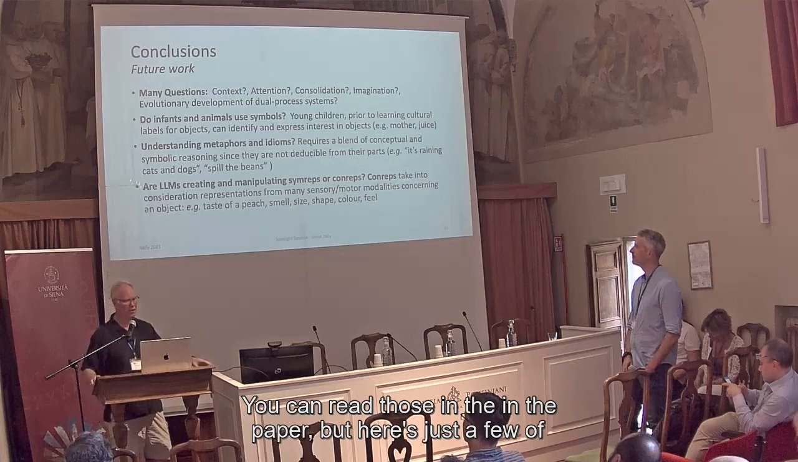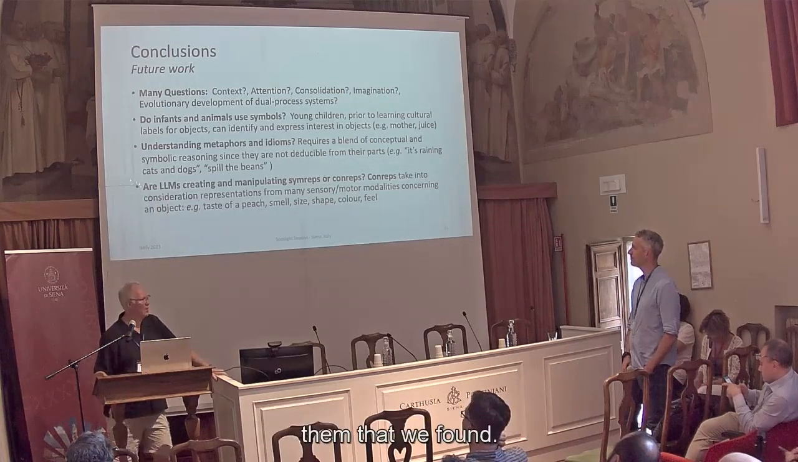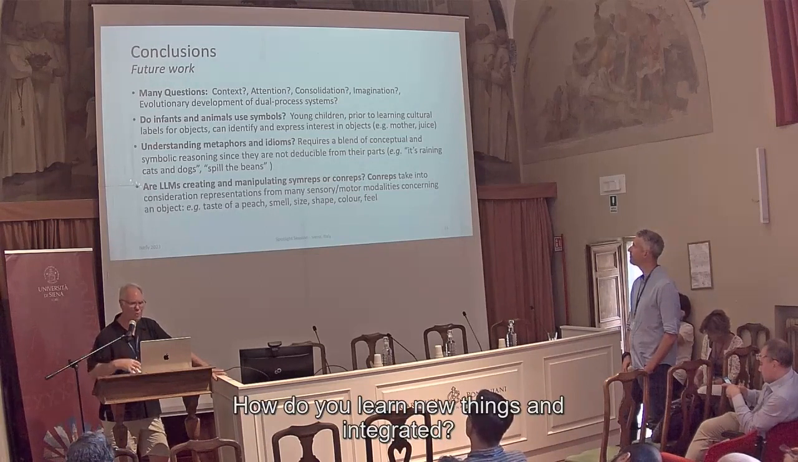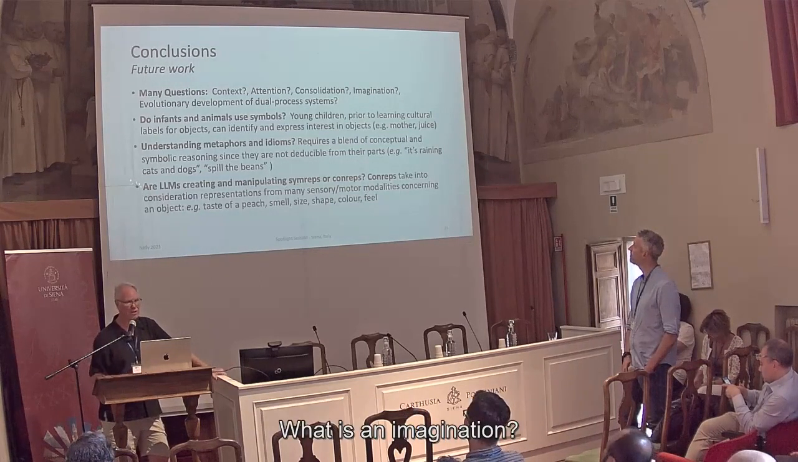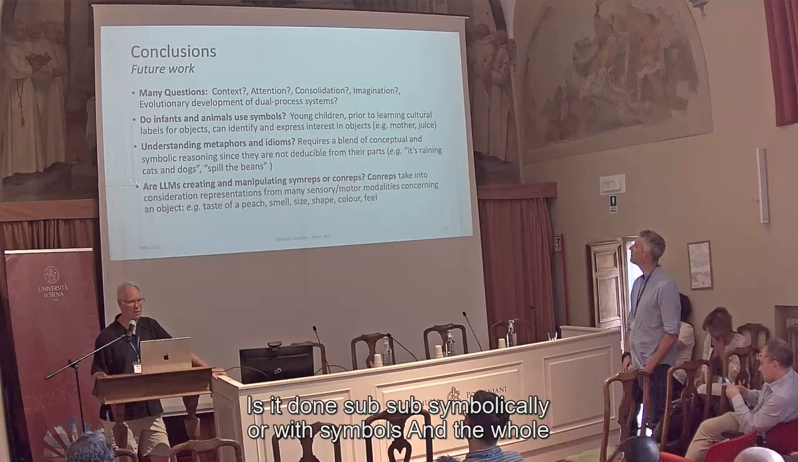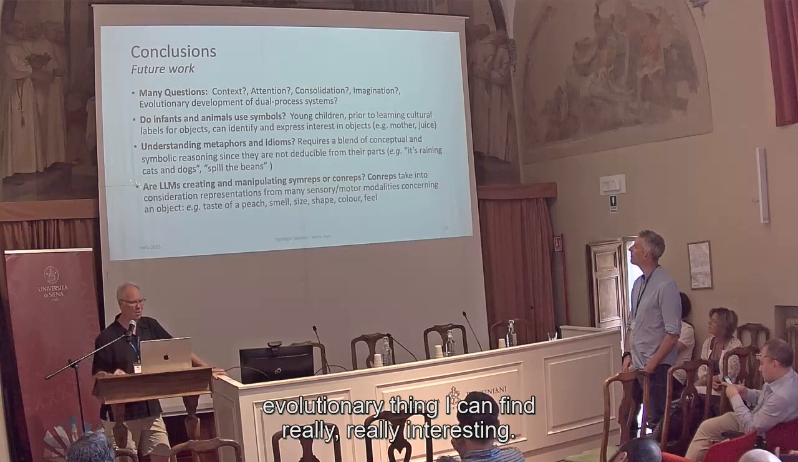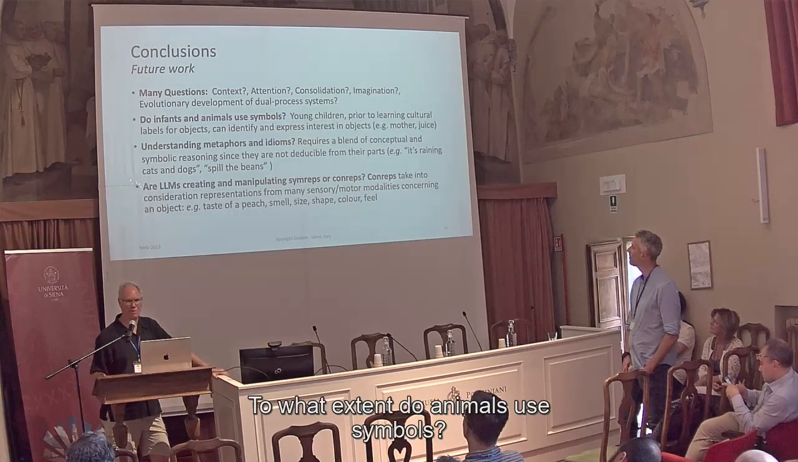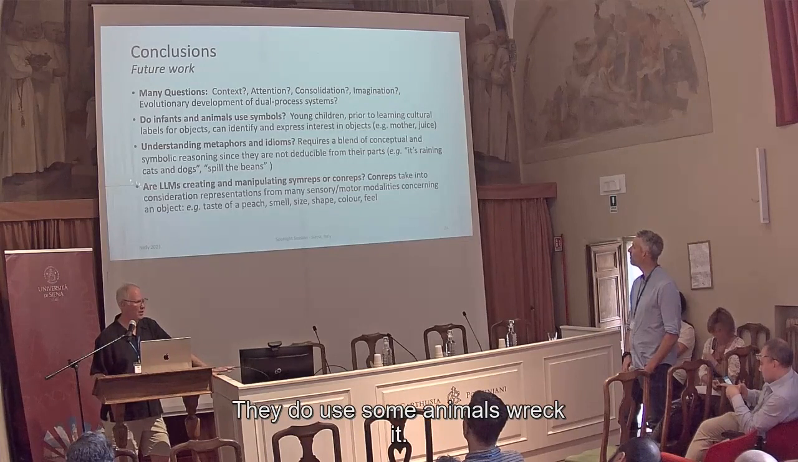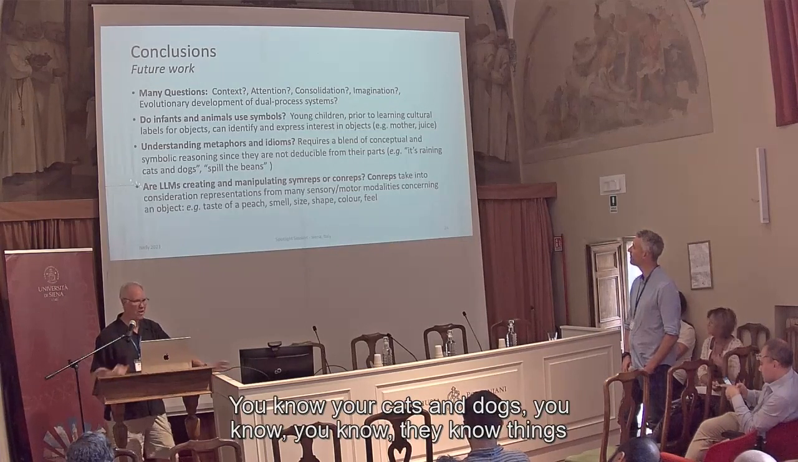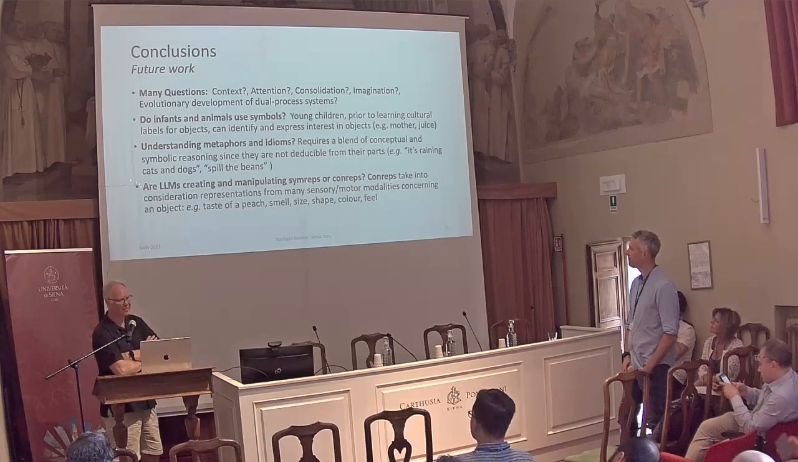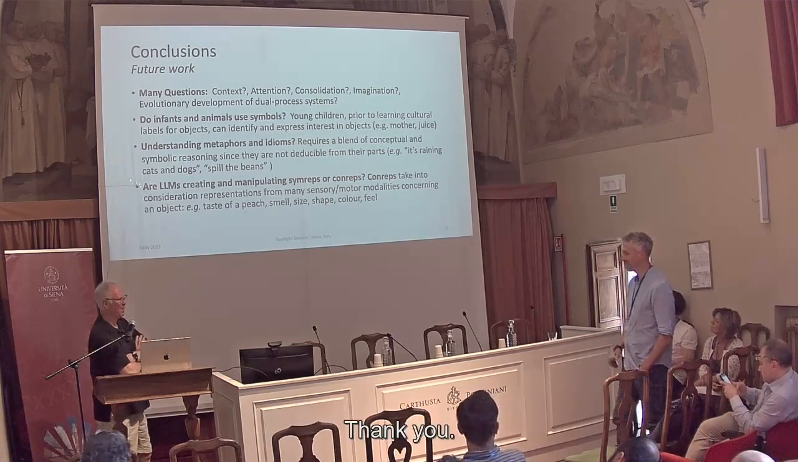You can read those in the paper, but here's just a few of them that we found. I didn't talk at all about context, attention, consolidation. How do you learn new things and integrate them? What is imagination? Is it done sub-symbolically or with symbols? And the whole evolutionary thing that I find really, really interesting. To what extent do animals use symbols? They do use some. Animals, your cats and dogs, they know things that they see as symbols and use symbols for you. Anyway, I'll stop there. Thank you.